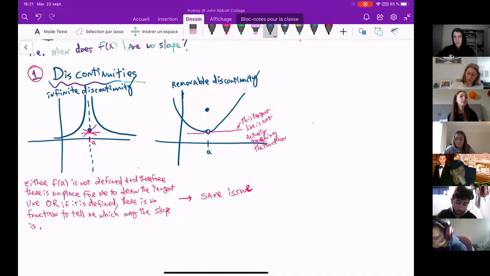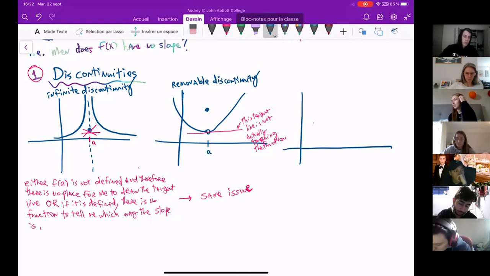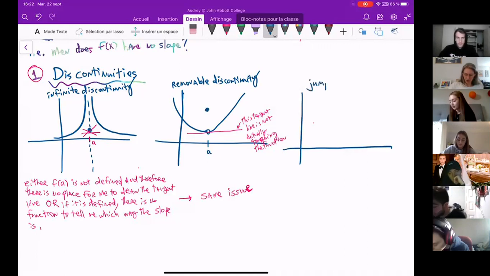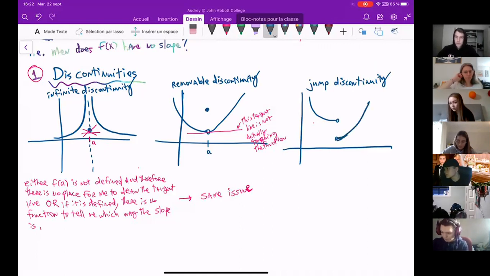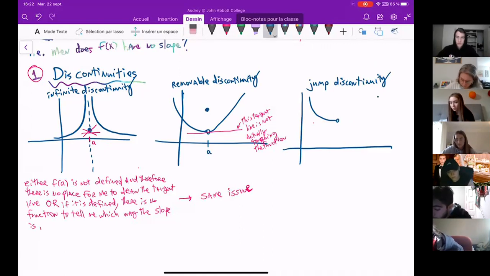What's the third kind of discontinuity that you guys haven't mentioned yet? Hole discontinuity or removable. That's the one we just did. Oh, no, sorry, jump. Yeah, interesting. Jump discontinuity, which would look something like this. I'm going to define it right there. Actually, let's make that prettier. So this is my jump discontinuity.